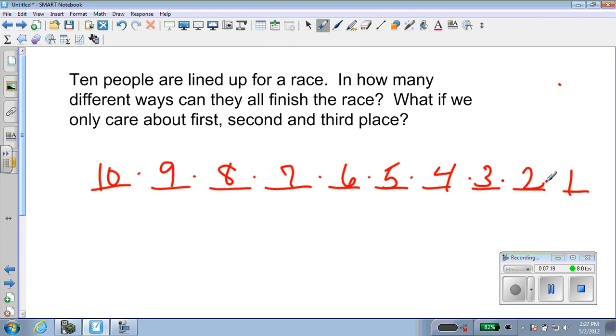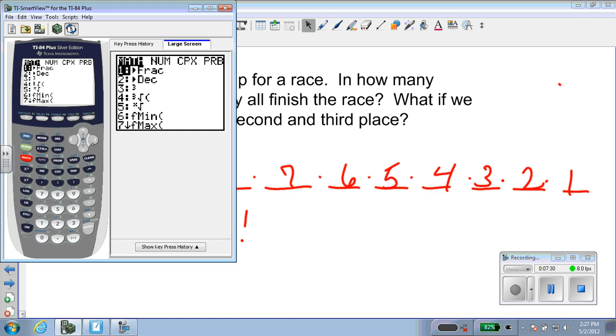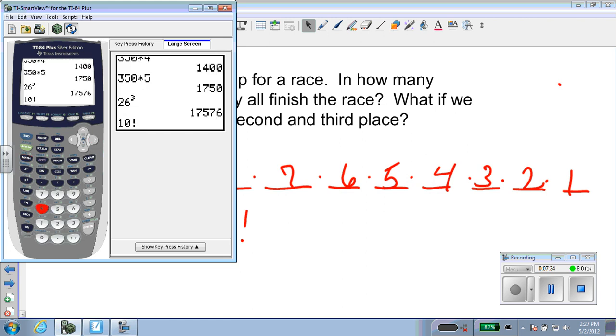I'm probably not going to type it into my calculator that way. I'm going to type it in as 10 factorial. So let's do 10, and then math. It's under probability. Number 4. 10 factorial is 3,628,800 ways. I'm not going to try and remember that.